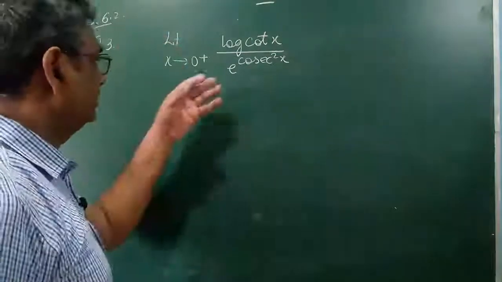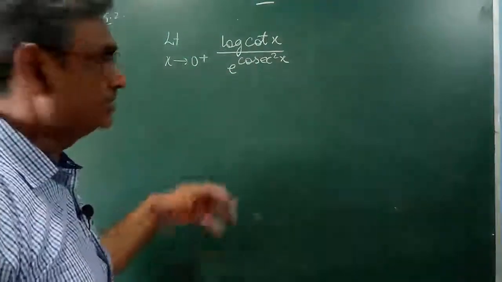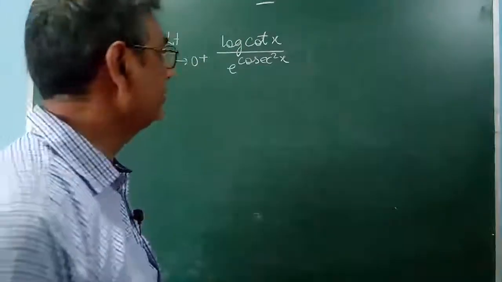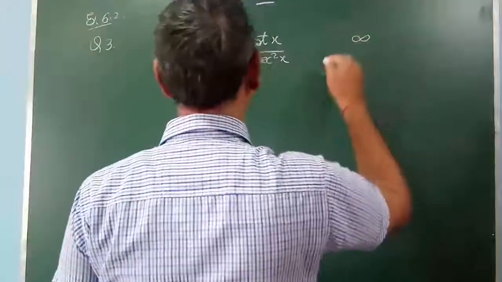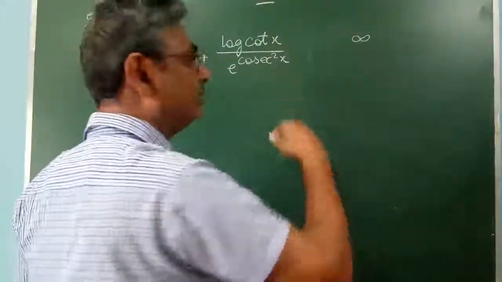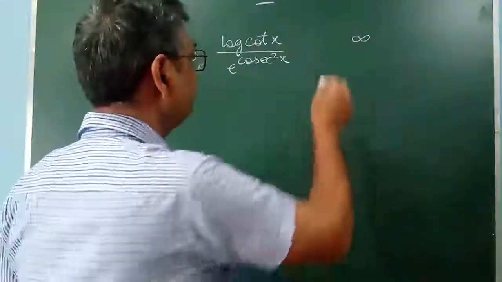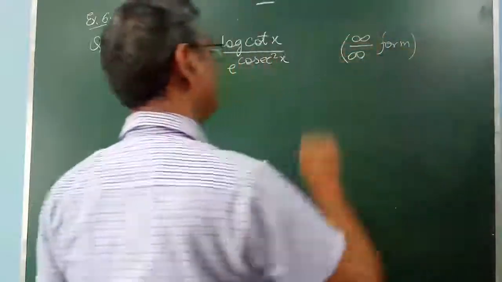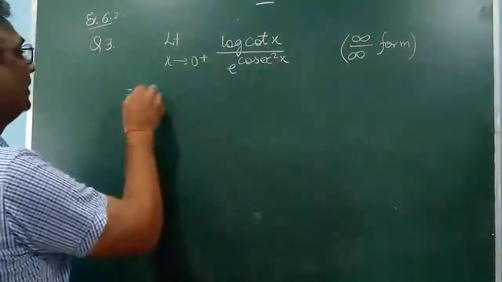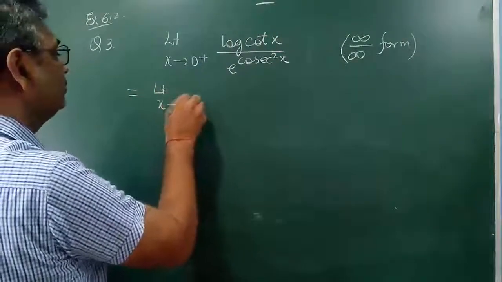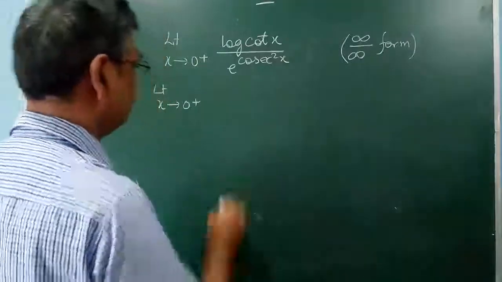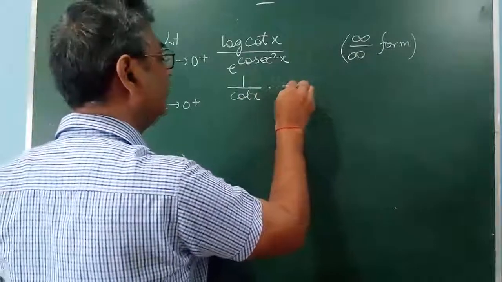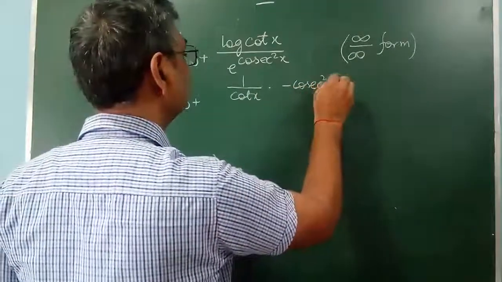So log cot x. Cot x is cos upon sine. Cos upon sine log, here we will be having infinity, and e to power infinity is again infinity. So this is infinity form. So limit x tending to 0 plus log cot x. So 1 upon cot x into minus cosec square x.